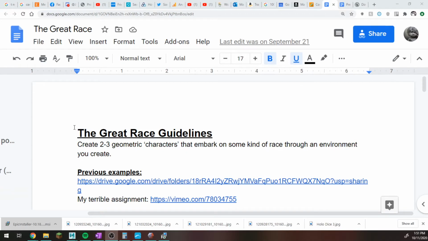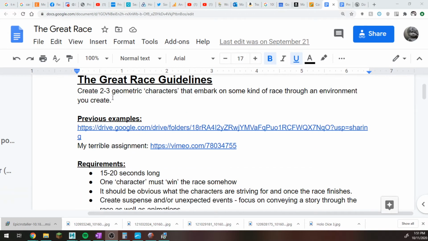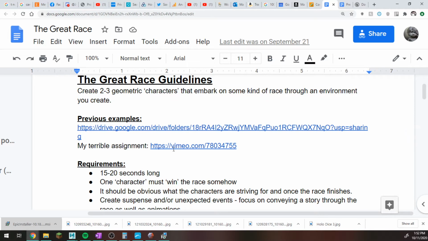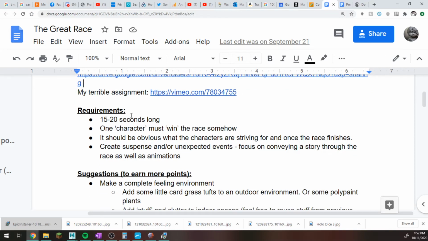Alright, so, great race this week. Fairly straightforward, I think, in terms of the requirements. You should have 2 to 3 geometric characters, quote-unquote, that embark on some kind of race through some kind of environment. Again, linked to previous examples, as well as my terrible assignment, which was like some people skiing. Requirements for this are 15 to 20 seconds long.